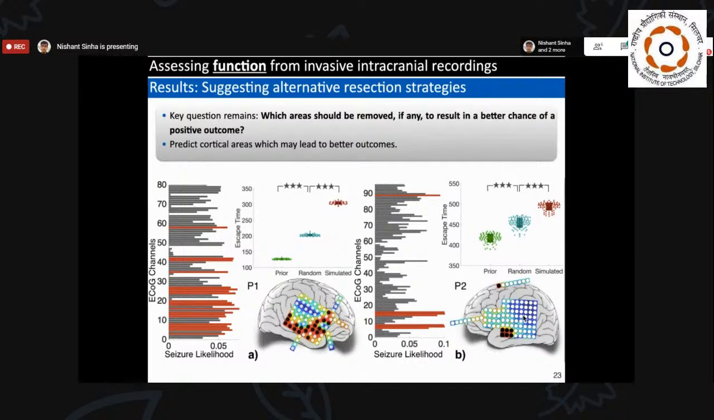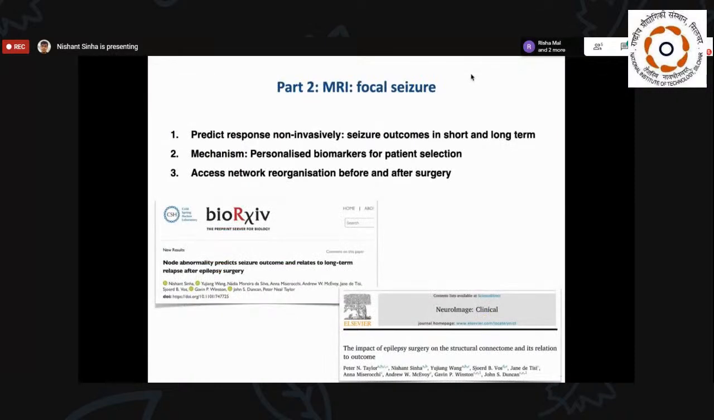Now, this was all done using the functional connectivity from invasive intracranial recording. The second part of the work is about using the non-invasive recordings like MRI. And here again, the objective is to predict the surgical outcomes, both in the short term and to assess how the surgical outcomes are in the long term, to look at the mechanism. In this case, the mechanism would be the biomarkers, like what mechanism would allow us to develop personalized biomarkers for patient selection, and to assess the network reorganization before and after surgery.